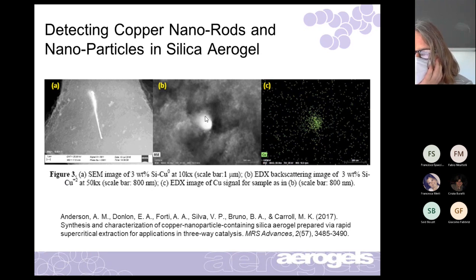And then this is the EDX image, where we've asked it to just tell us where there's copper in this sample. And so it lights up, in this case green, because we set it wherever there's copper. And so that tells us that in fact this is copper. So you see it's copper.